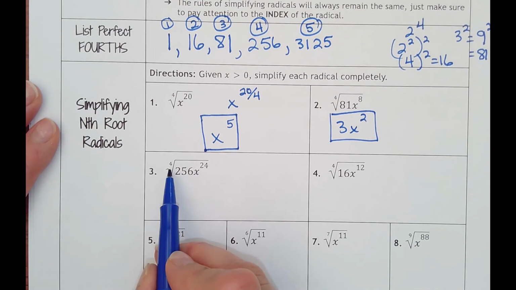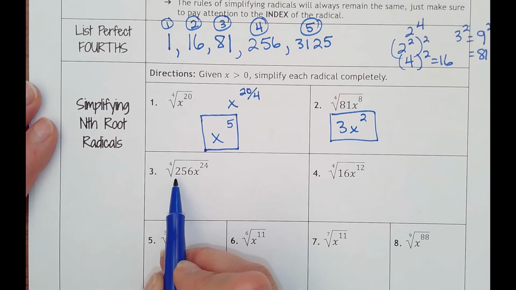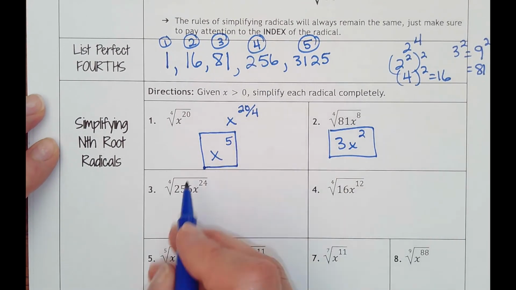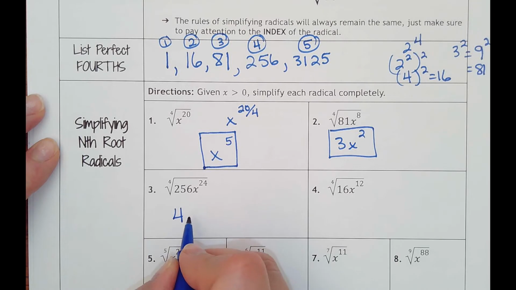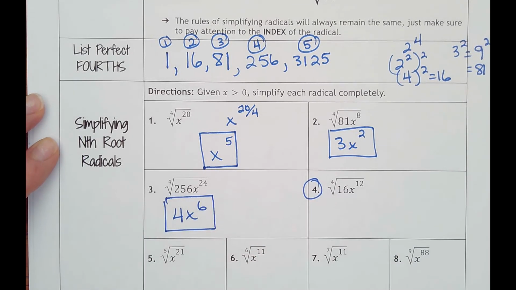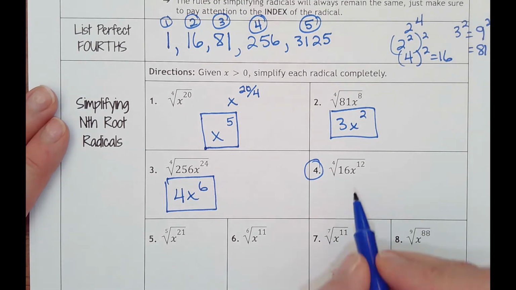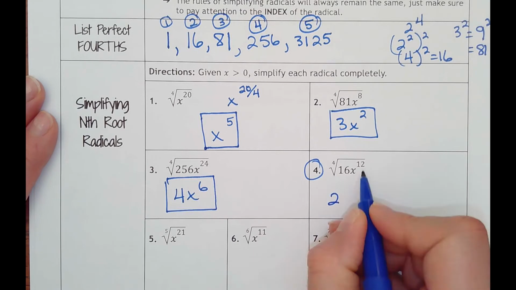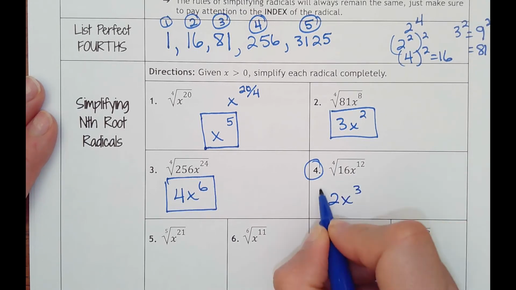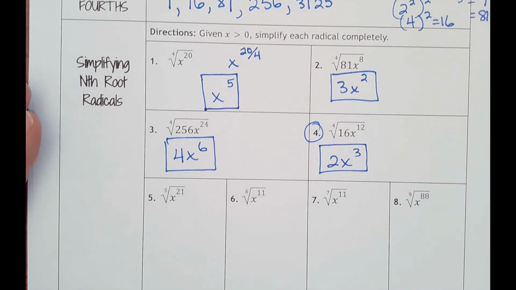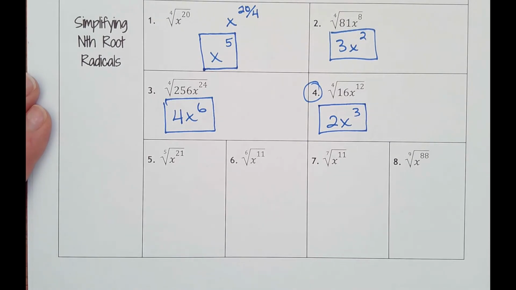Number 3, we have 4th root of 256. That's on our list. That is just regular 4. And 24 divided by 4 would be 6. Go ahead and pause and do number 4. 4th root of 16 is 2. 12 divided by 4 is x cubed. Okay, so that's those. They all come out nice and neat, I think, on Delta Math as well.